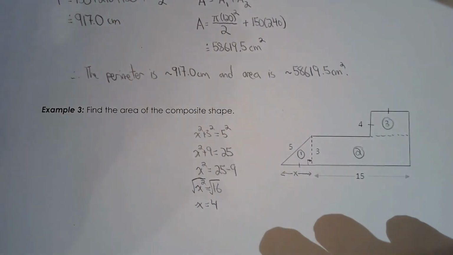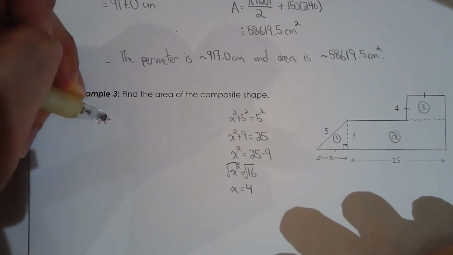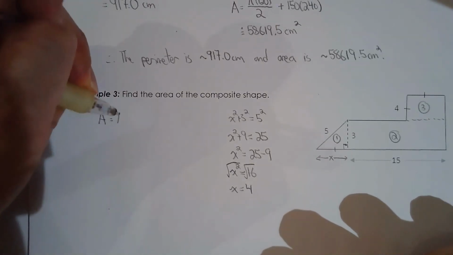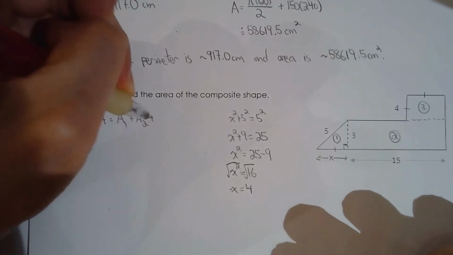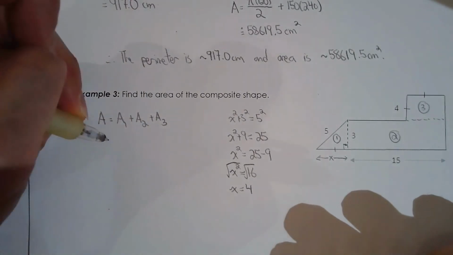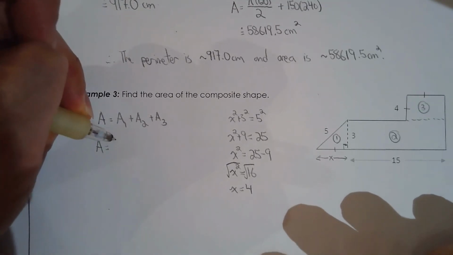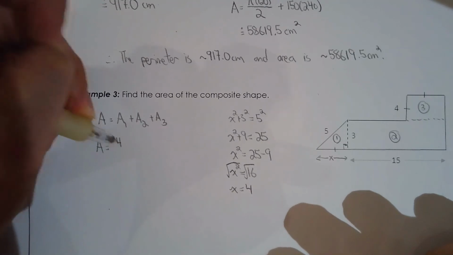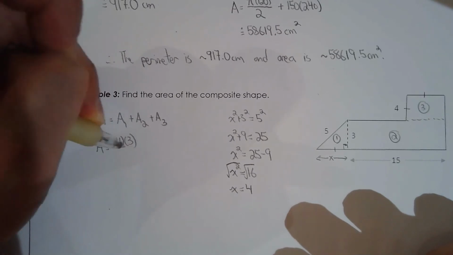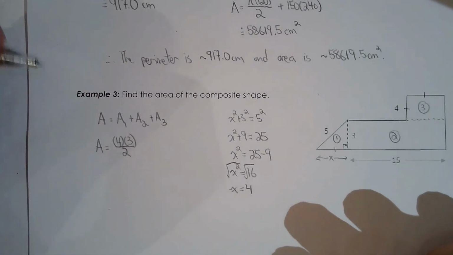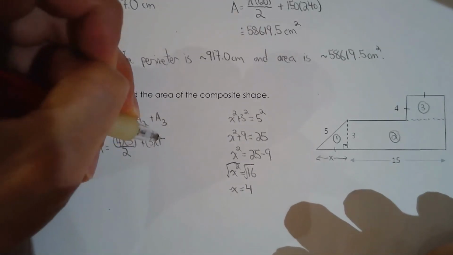So you know what? Now that I know what x is equal to, I can solve for the area of this composite shape. So let's write this down. The area of the composite shape is the area of the first figure, which is a triangle, plus the area of the second figure, which is a rectangle, plus the area of the third figure, which is a square. If you don't know the formulas, use the formula sheet. Okay, so base times height divided by 2. So since I know x, which is the base, is 4, and the height is 3, I can tell you the area of the triangle. What about the rectangle? Length times width, 3 times 15.